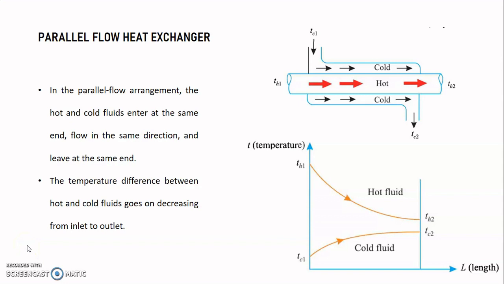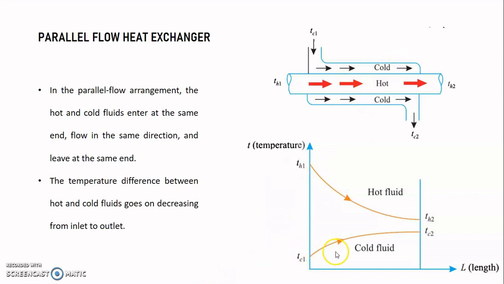In this type of arrangement, the directions of hot and cold fluid are the same. Consider this figure. Here, the red arrow shows the direction of hot fluid and the black arrow shows the direction of the cold fluid. In this figure, Tc1 is the temperature of cold fluid at the inlet and Tc2 is the temperature of cold fluid at the outlet, whereas Th1 is the temperature of hot fluid at the inlet and Th2 is the temperature of hot fluid at the outlet.